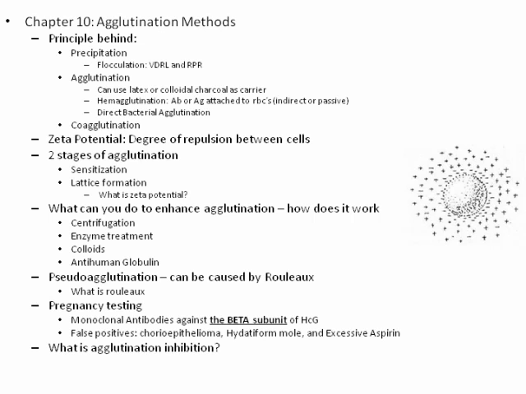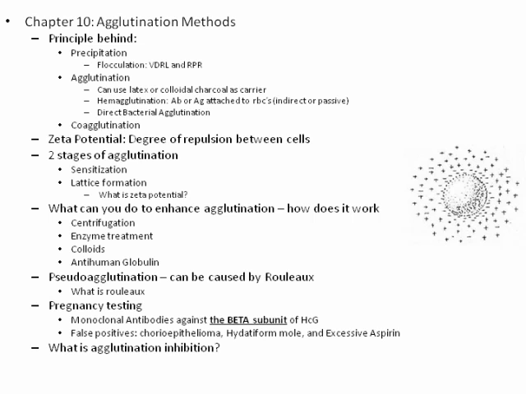Then we have agglutination. Agglutination uses latex or colloidal charcoal as a carrier. This one's quite common. I'm sure all of you have done this in some way, shape, or form, either in your labs or at your clinical site. We have hemagglutination. This is where it's attached to a red blood cell. And we can have direct bacterial agglutination, where we have antibodies to the actual bacteria itself, and the bacteria causes the agglutination. There's also co-agglutination, which uses other types of particles to cause agglutination.